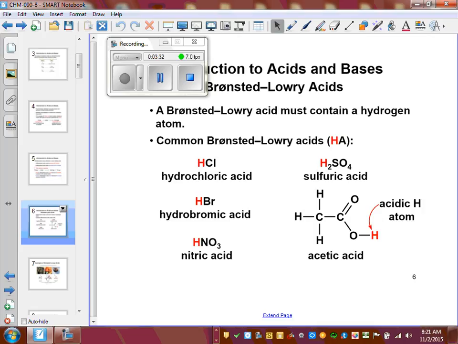So here's some common ones: hydrochloric, hydrobromic, nitric. Sulfuric actually has 2. Acetic acid. Notice, even though there's 4 hydrogens in acetic acid, this is the only one that forms an acid, the one attached to the oxygen. The ones attached to carbon don't come off.